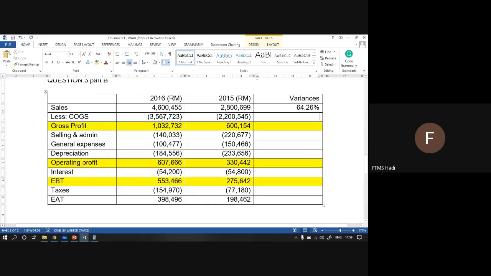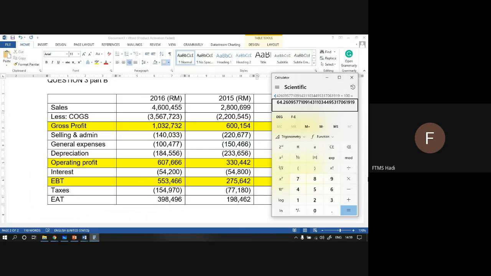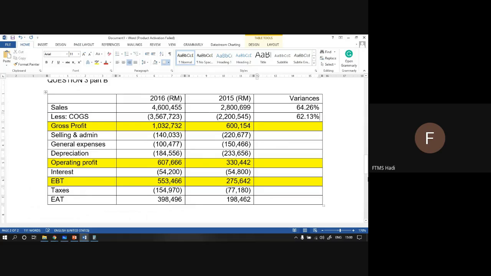The next one, this is negative, so you need to be careful. Negative 3,567,723 minus negative 2,200,545, and then divided by negative 2,200,545, multiplied by 100%, which is 62.13%.